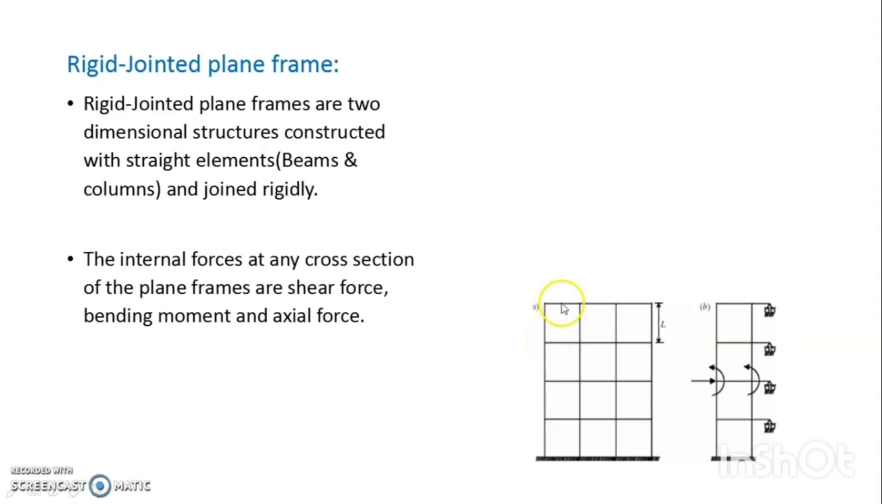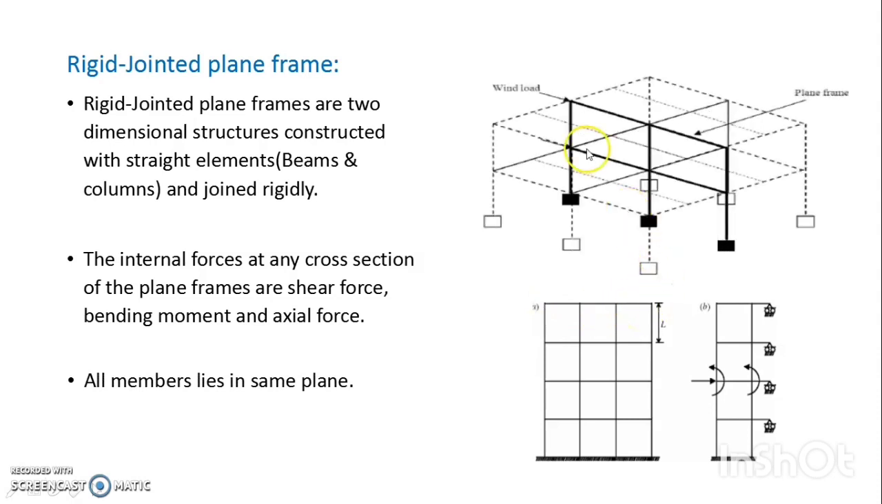The internal forces, if we cut any cross section and look at the internal forces of the plane member, we will have shear force, bending moment and axial forces. All the members lie in the same plane. Generally, the frame will look like this. In this, we are going to select any one frame and look at the front view of the structure in order to get its plane frames.